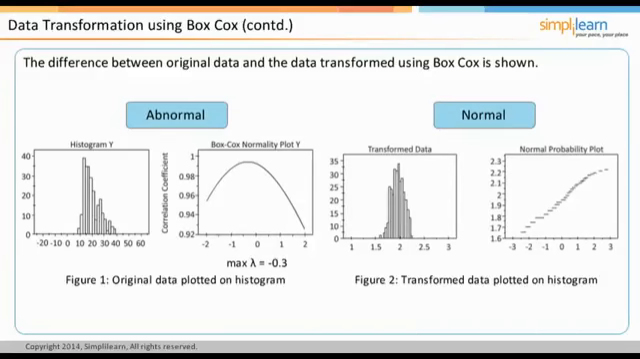Let us look at an example of how data transformation is done using Box-Cox. The difference between original data and the data transformed using Box-Cox is shown on the screen. Figure 1 shows the original data plotted on a histogram. Here you can see that this data is abnormal. In Figure 2, the Box and Cox procedure is applied on the original data and it is transformed. You can see that the data in the second figure is more normal than Figure 1. Let us learn about process input and output variables in the following screen.